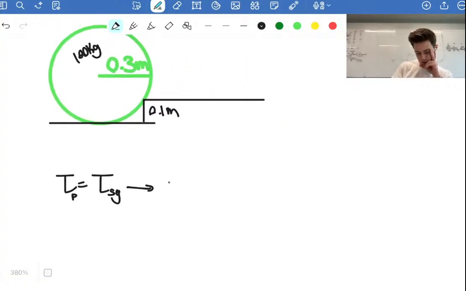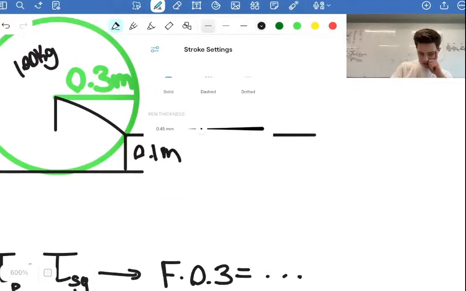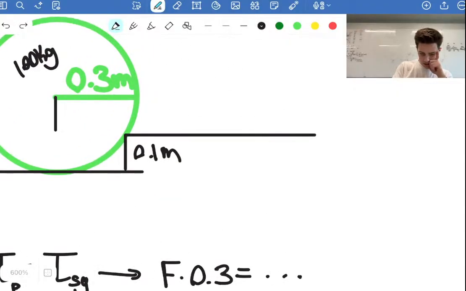The torque of the push is going to be F, and you can't just push in the middle, so it's F times the radius, so F times 0.3. Now the torque of the other one is going to be a bit different, so we'll put dot dot dot for now. We know that our radius to this point is still 0.3, because we're still using radius, and the last radius was 0.3.